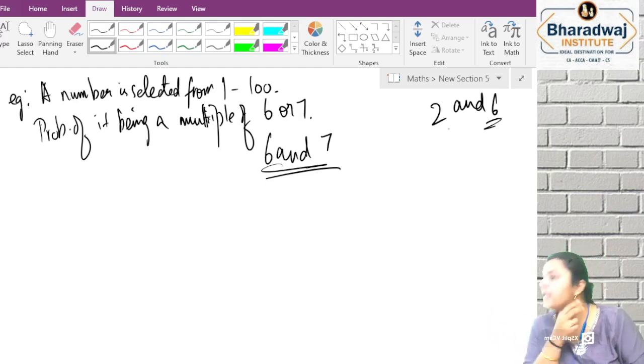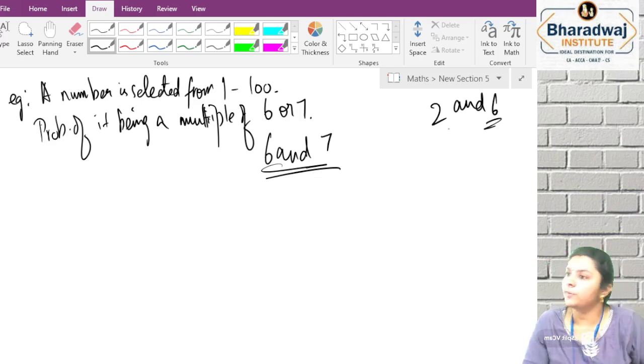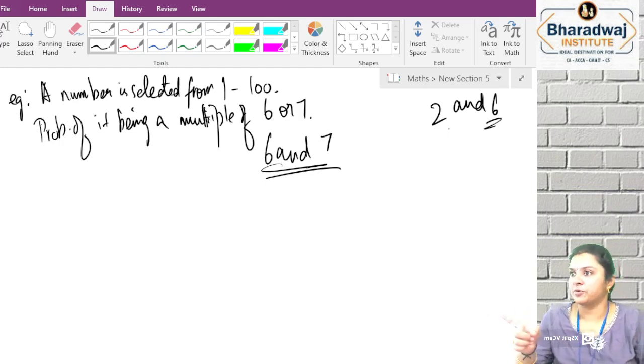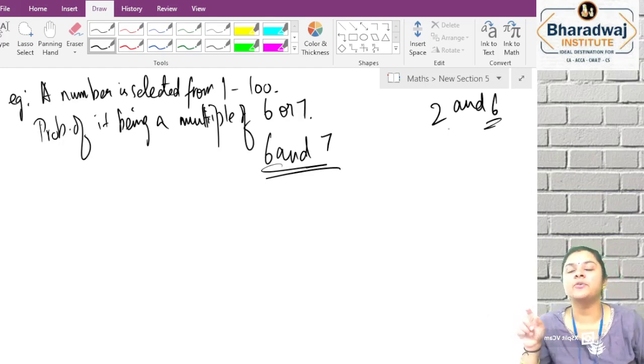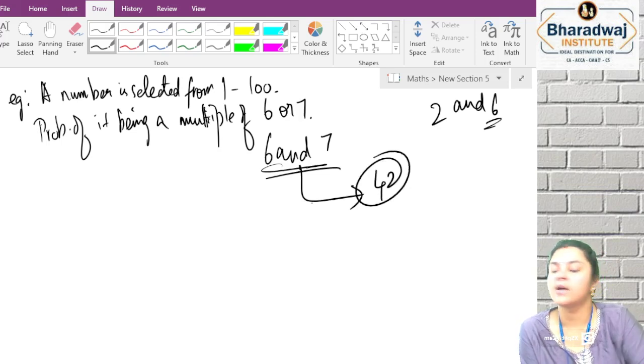If 4 and 3, what is the least common value? 12. 2 and 6? 6. Okay. And 6 and 4? 12, not 24. 12. So be careful on what least number you pick. That will define your A intersection B criteria. So now here, coming back to this, the least number is 42.